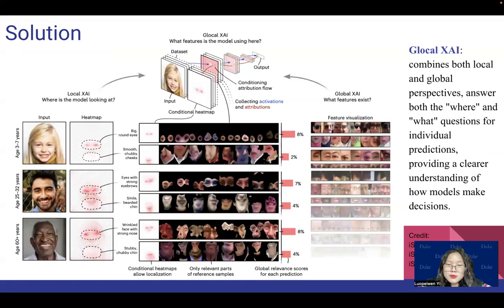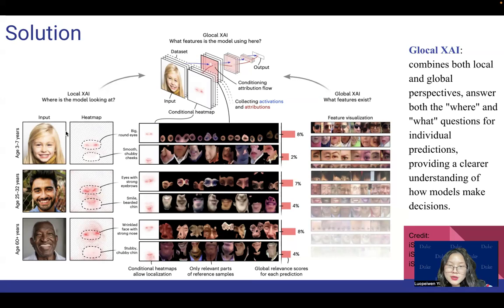To solve this current problem, this paper introduced a new approach called Glocal XAI, which combines both local and global perspectives. This method allows us to answer both the where and what questions for individual predictions. Here's an example of image classification for different age groups using Glocal XAI.